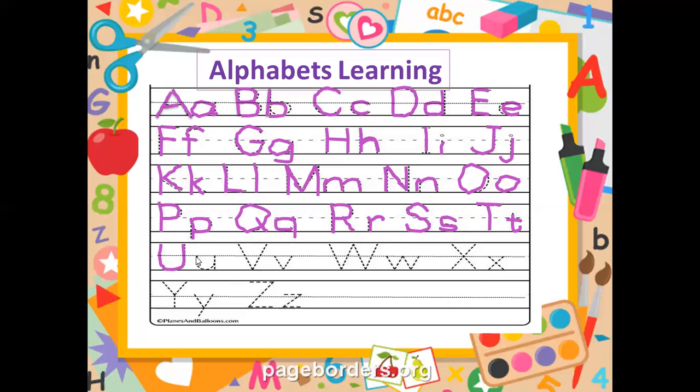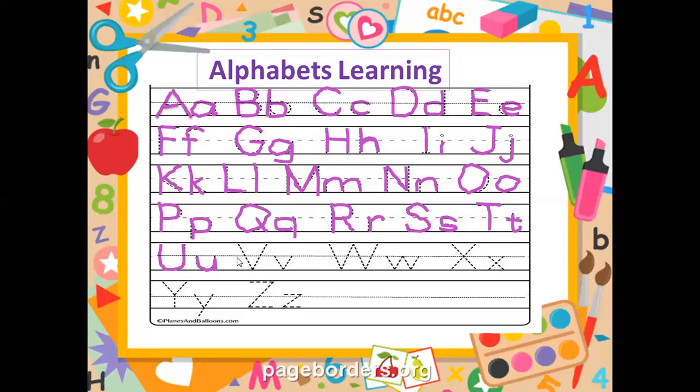A standing line from the middle to the bottom, then change at the bottom with a little curve and then change your direction, make it again a standing line just like this. This is the uppercase U and this is the lowercase u.